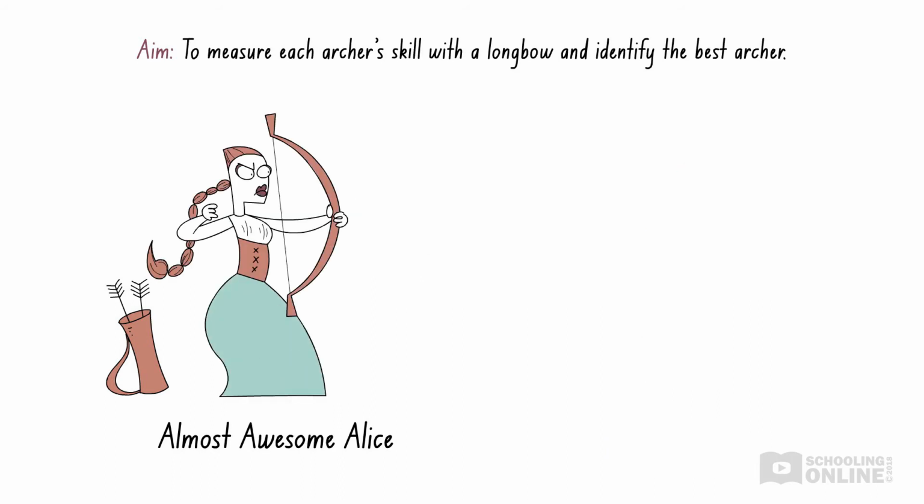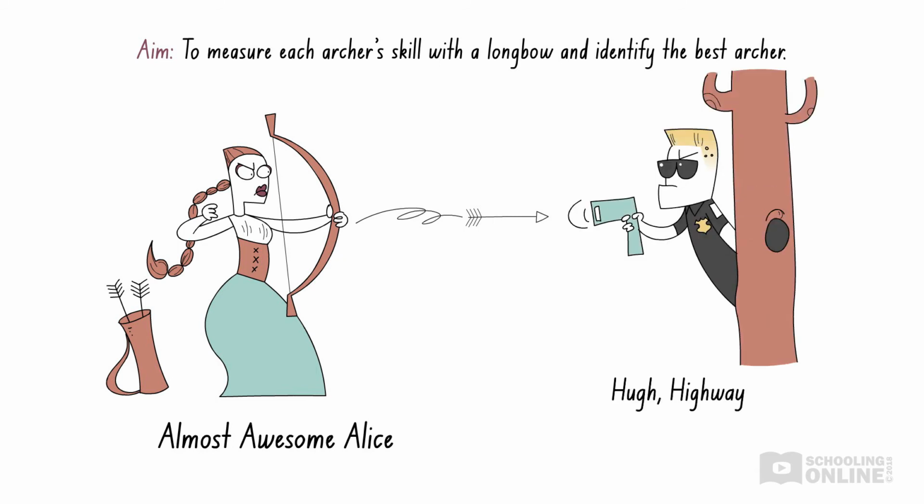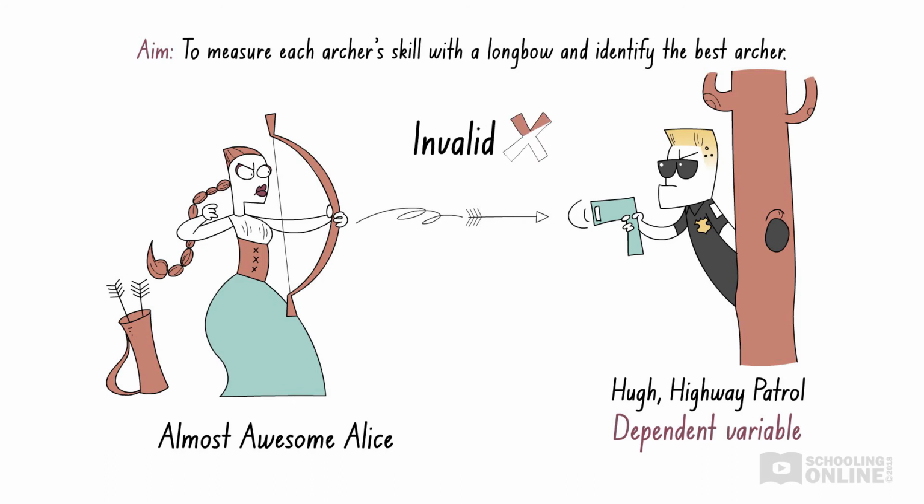But what if we try measuring the speed of each person's arrows using a radar gun? The speed of an arrow has nothing to do with an archer's aim, so it isn't a good indication of each archer's shooting skills. The results of such an experiment would be invalid because we've measured something that does not address the aim of the experiment.